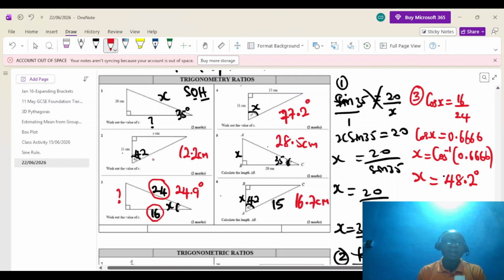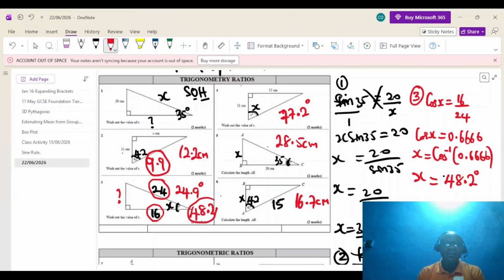The correct answer here is 9.9. That is the correct answer. And the correct answer here is 48.2. But this one is in degrees, while the first one is in centimeters. The first one is side, while the second one is angle. Is it okay? All right. Should I go to number 4?